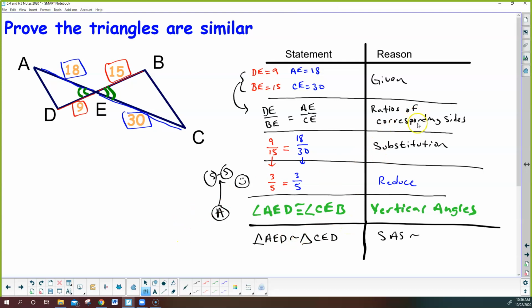All right, so notice how it's very similar to side, side, side. The only difference is we compared two sides instead of all three. And the reason why we couldn't do side, side, side is because we don't know the other two sides. The reason why we couldn't do angle, angle is because these lines aren't parallel. So I couldn't figure out angle A or angle D and how that relates to B and C. So the only option is side, angle, side.